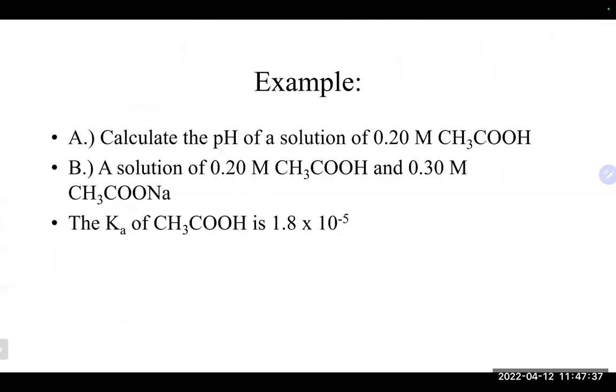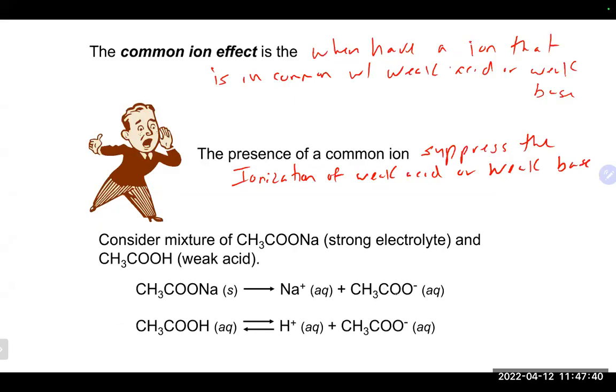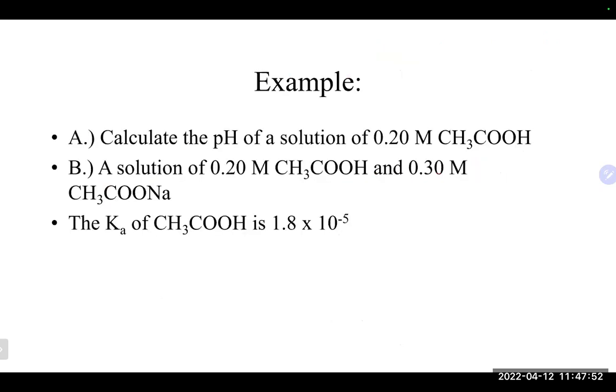And that's what we see here: the presence of that acetate causes the equilibrium to shift to the left, less H plus is present at that point, and we would see the pH come up a little bit from just the acetic acid by itself.